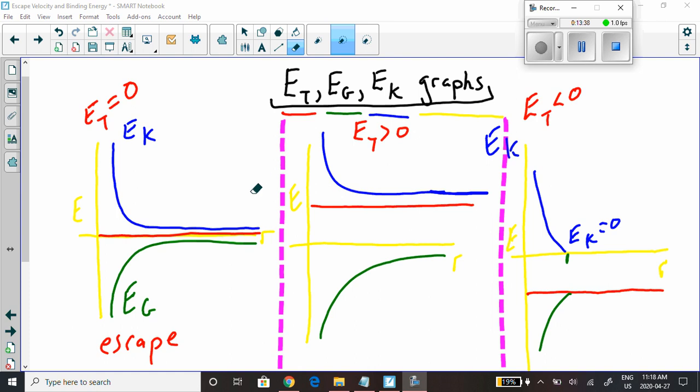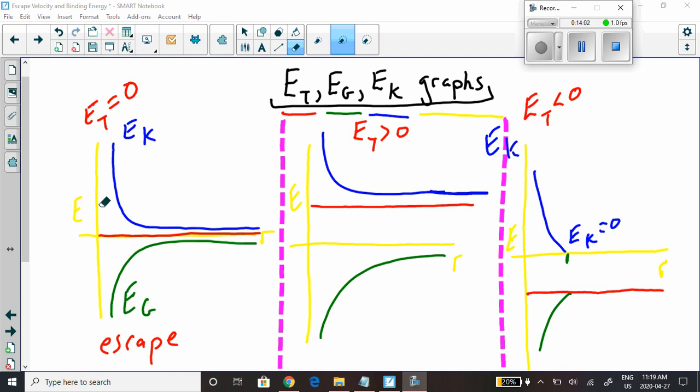Okay, I trust you paused the video and had a look at this. So when total energy is 0, look, the red line is along the 0 line for energy. Here's energy, positive energies, negative energies, 0 energy. Our total energy is 0. What does the graph look like? Well, here's the gravitational potential energy, and here is the kinetic energy.